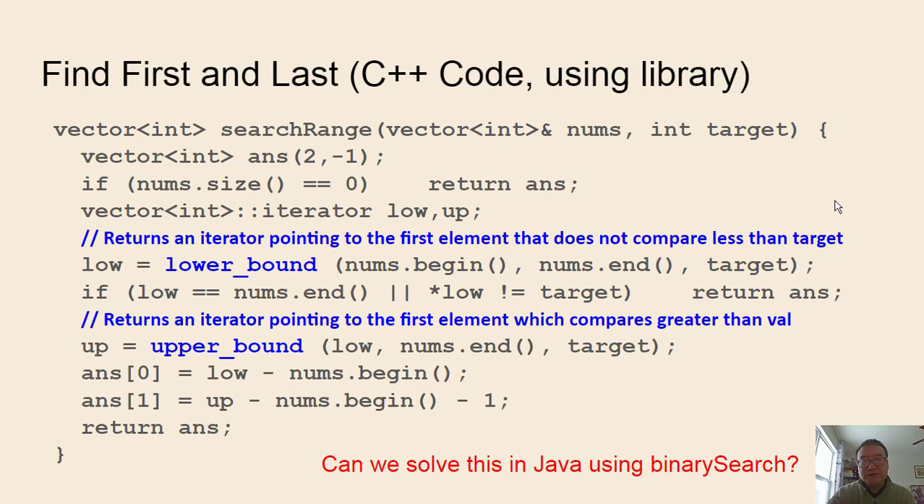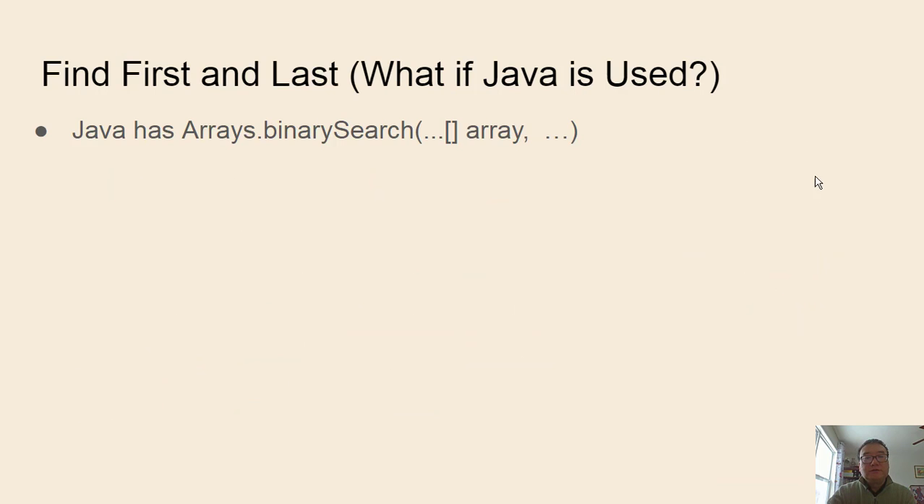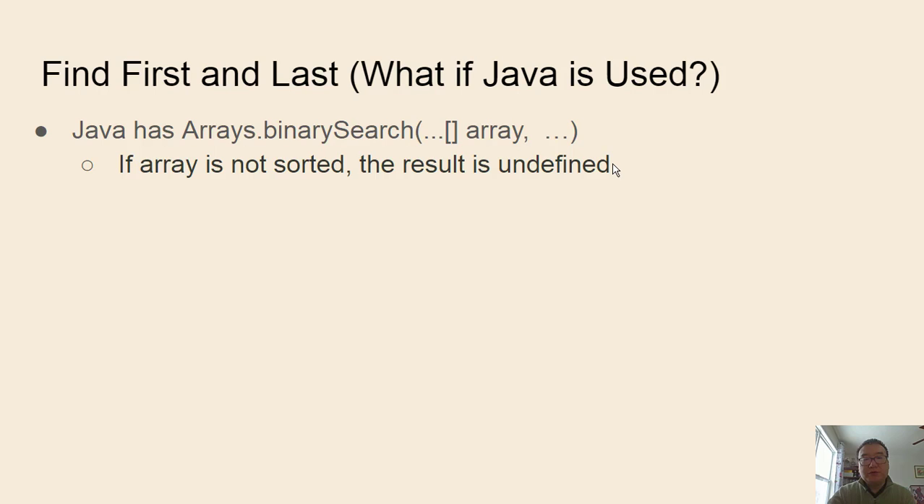Can we solve this in Java using binary search? Java actually has a function called binary search, and I want you to think about that. Java has Arrays.binarySearch. You provide an array and the element, and it will return a number. The semantics is, first, the array should be sorted. If it's not sorted, then what's returned is undefined. It will return some number, but there's no guarantee what it is.